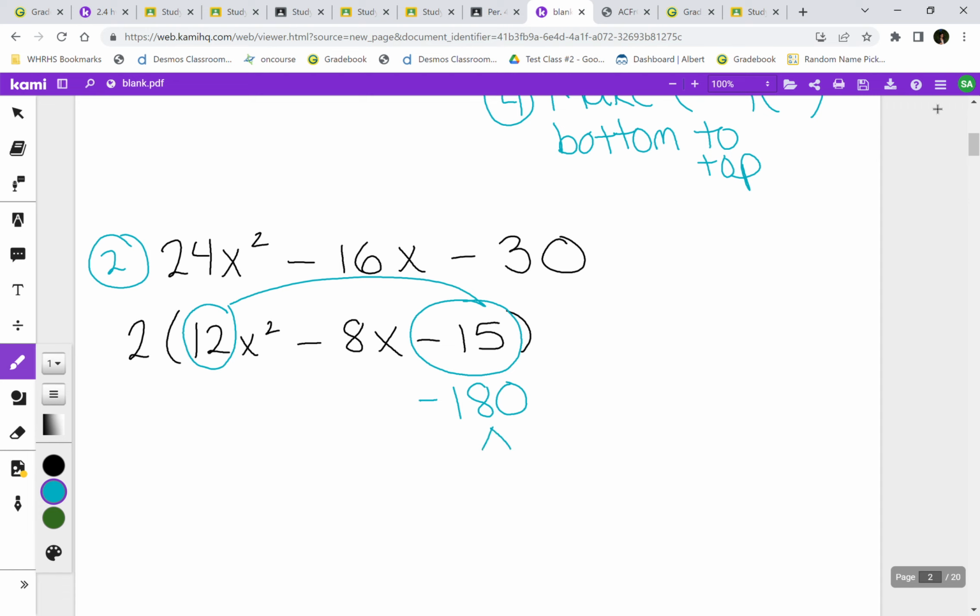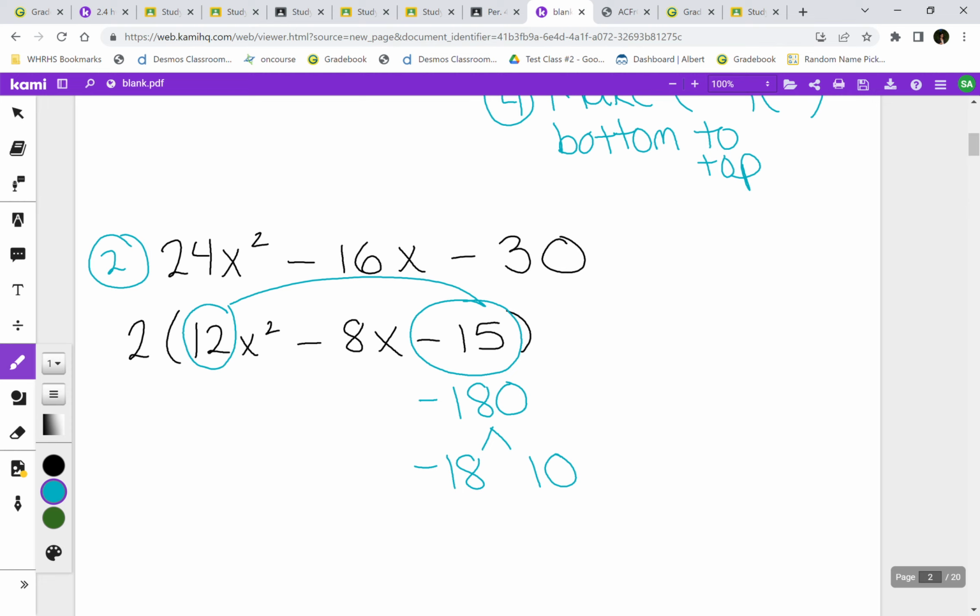Say it one more time. You got it. We got a negative 18 and a positive 10. Now, this is the step everyone forgets. After we come up with our factors, what should we do?